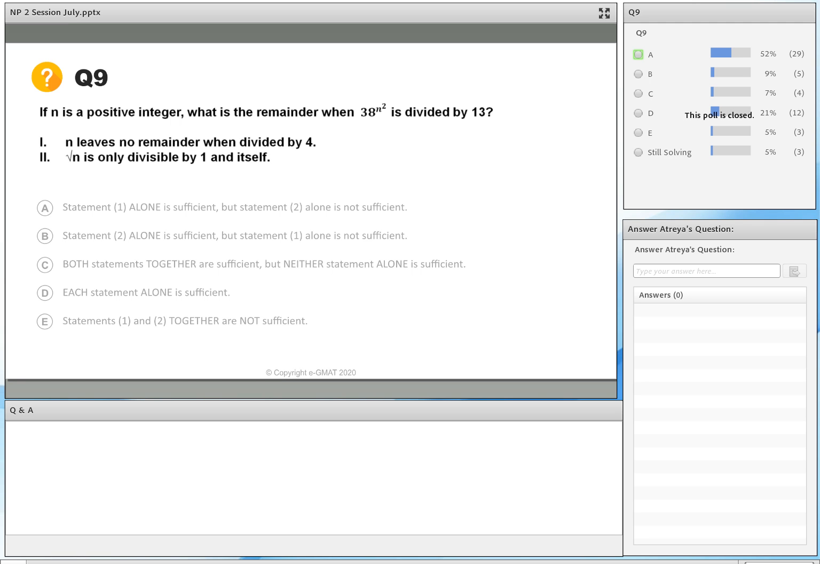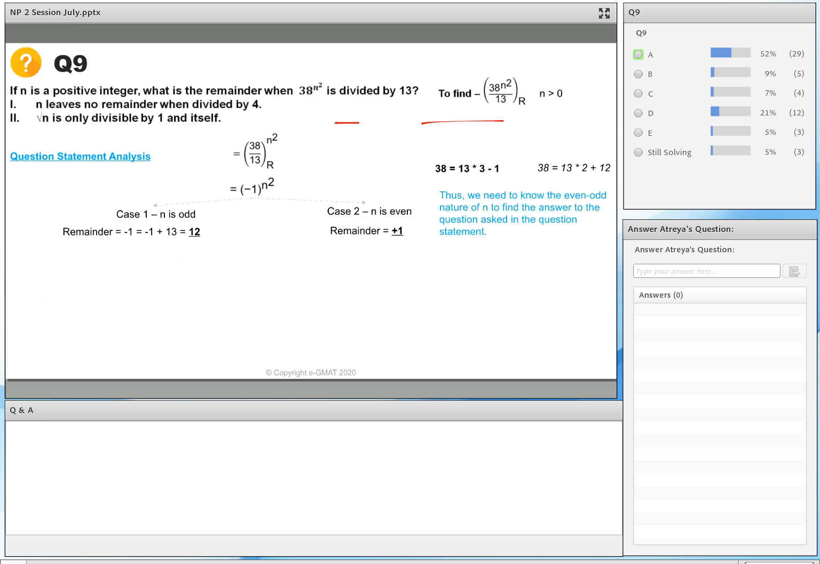So 52% tell me that the answer for this question is choice A, 21% tell me that it can be choice D as well. Okay, 16% between choices B and C, another 5% with choice E. So let's understand this question. N is a positive integer. What is the remainder when 38 to the power n square is divided by 13? All right, interesting. So I have 38 to the power n square.